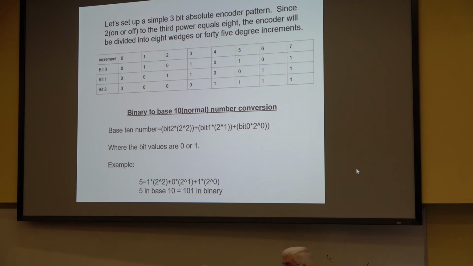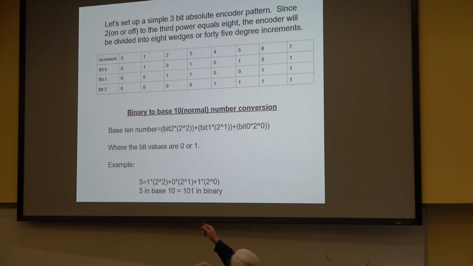You guys, have you experienced binary numbers? You know what binary numbers are all about? I'm seeing a few head nods. Okay. So let's imagine that we're going to make an encoder wheel, and we're going to make a 3-bit encoder wheel. So that's going to be 3 circular tracks. If I have 3 bits, I can go 2 to the 3rd power. I can do 8 wedges on that encoder. So it's going to be a 45-degree increment.